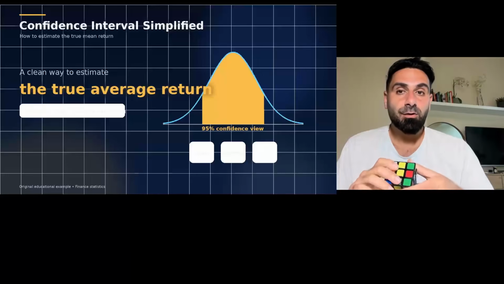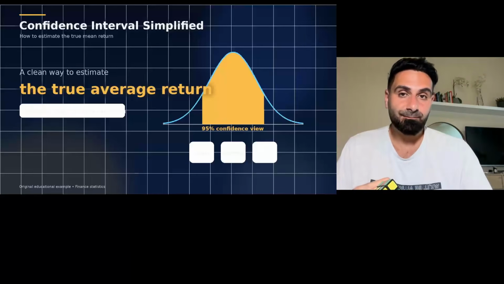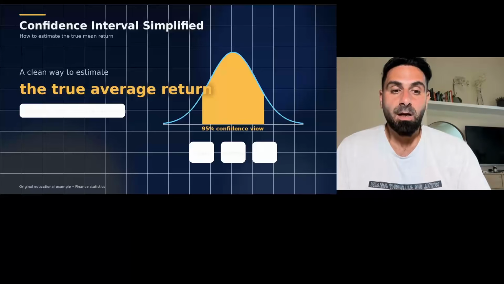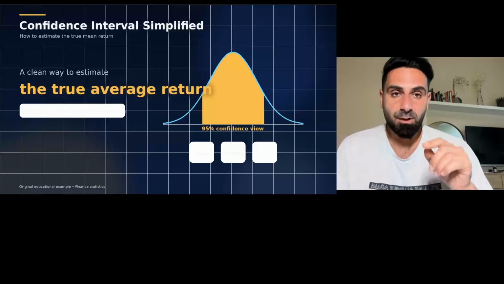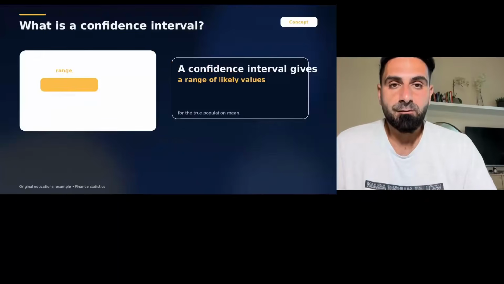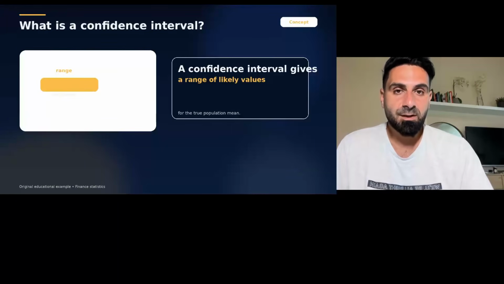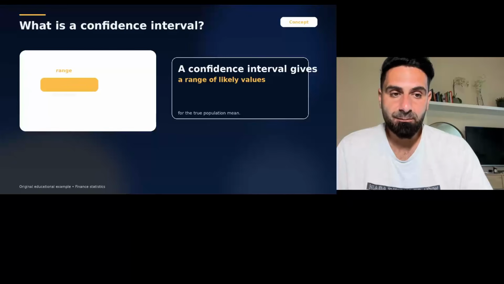Do you know how to calculate confidence interval? Let's have this question here and find out how to calculate it. So first you need to know that the confidence interval gives a range of the likely values for the true population mean.